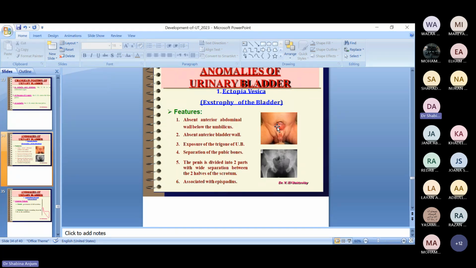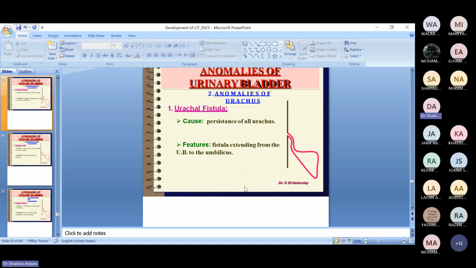The trigone of the urinary bladder also will be exposed. And here you can see that the pelvic bones are divided. They are not fused with each other. The penis is also divided into two parts with wide separation between the two parts, here you can see. And it is associated with the condition which is called epispadias. So you should know this terminology.